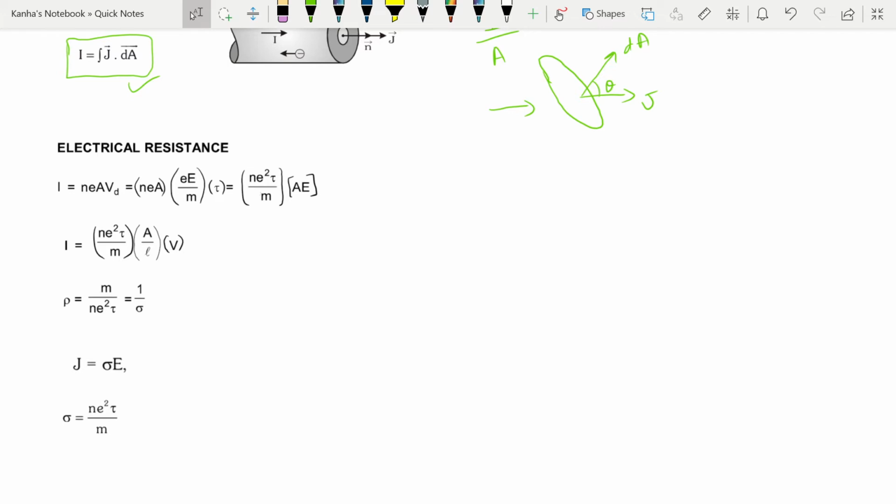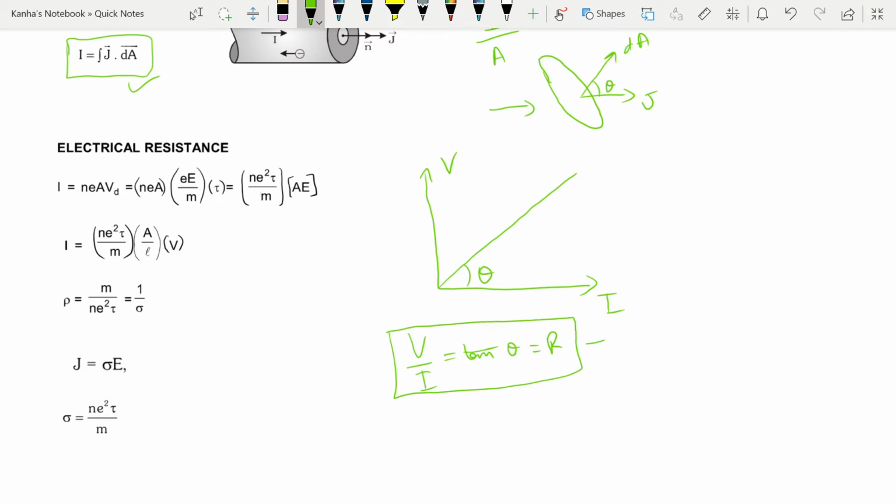Okay, so this opposition offered by the ions is known as the resistance of the conductor. There is a famous law, Ohm's law, which is a plot between V and I, and it gives a linear plot. So V by I is tan theta, which is equal to R, where R is known as the resistance.